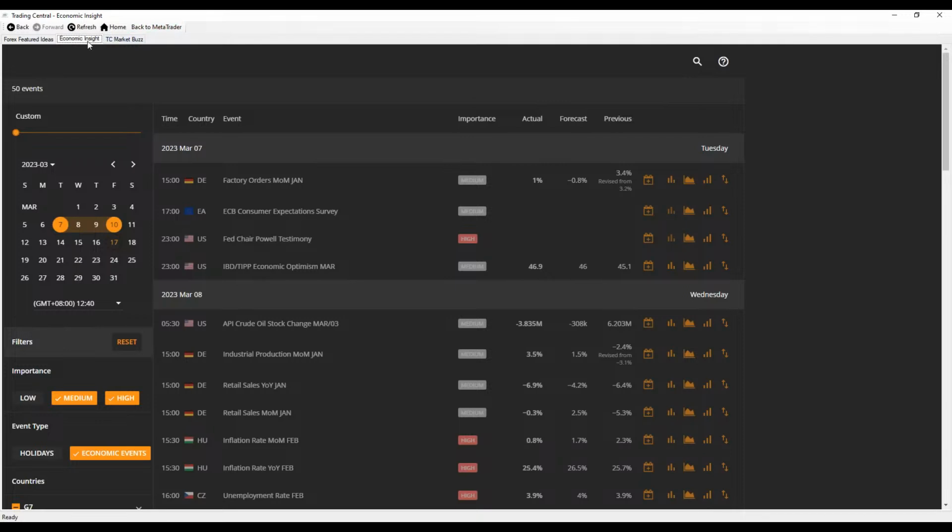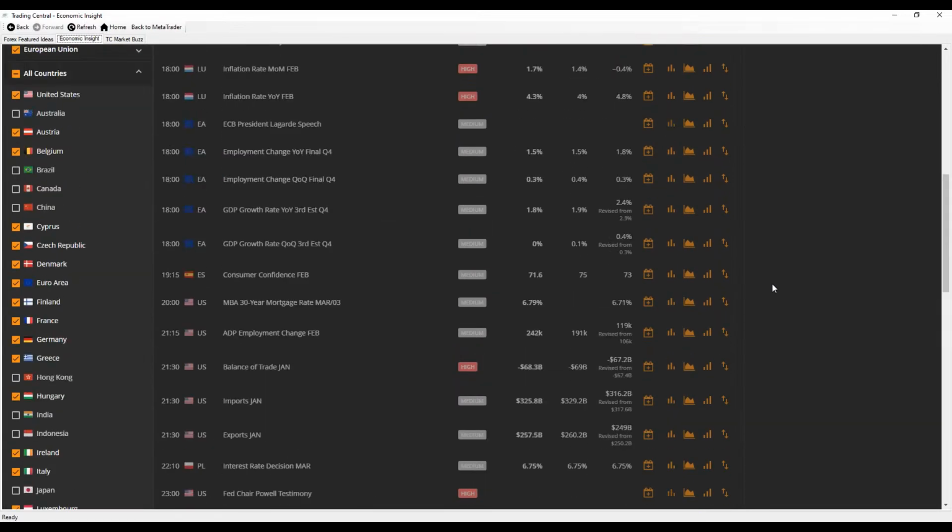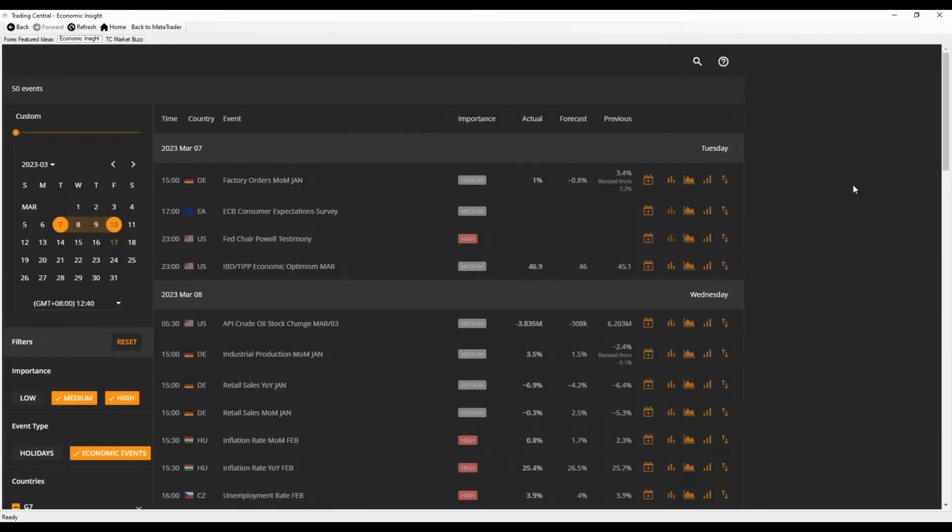The more useful ones, we would say, are the Economic Insight at the center, as well as the third tab here, which is the TC Market Buzz, which I'll go through briefly. So the first tool that we have here is the Trading Central Economic Insight. Like I mentioned earlier, this is an economic calendar with a lot more features and a lot more analysis for you.